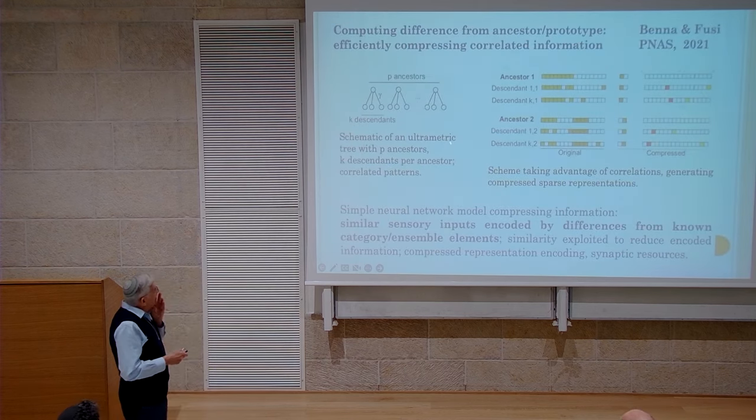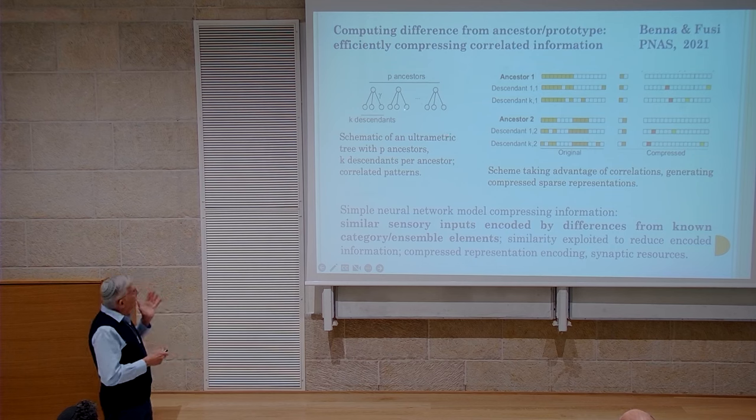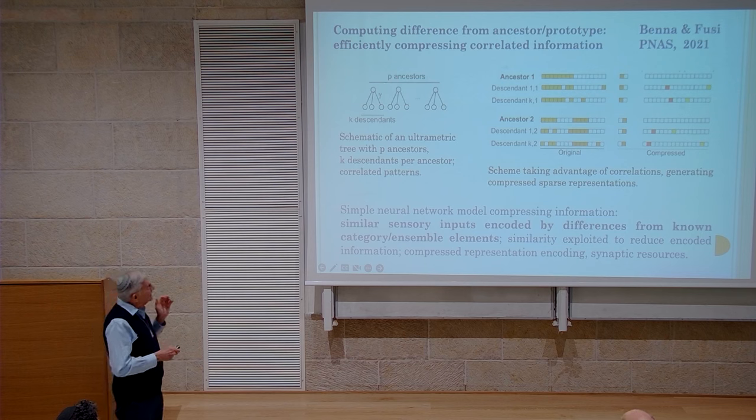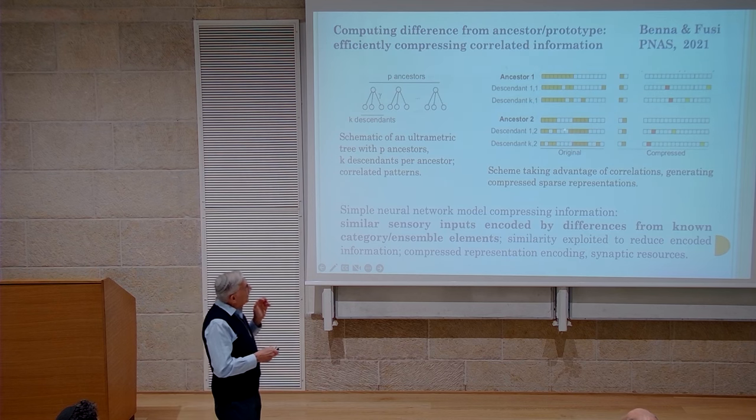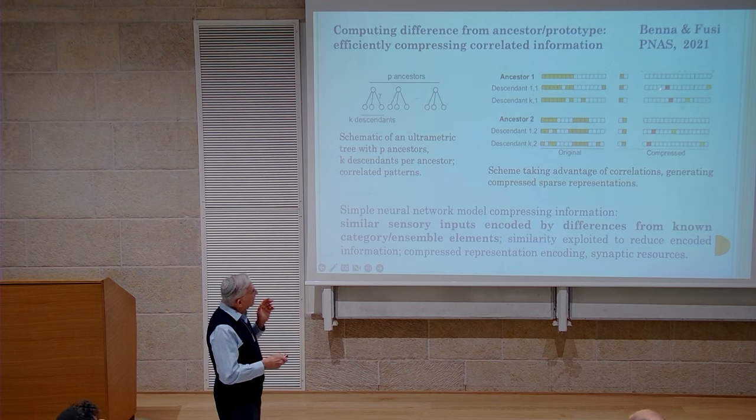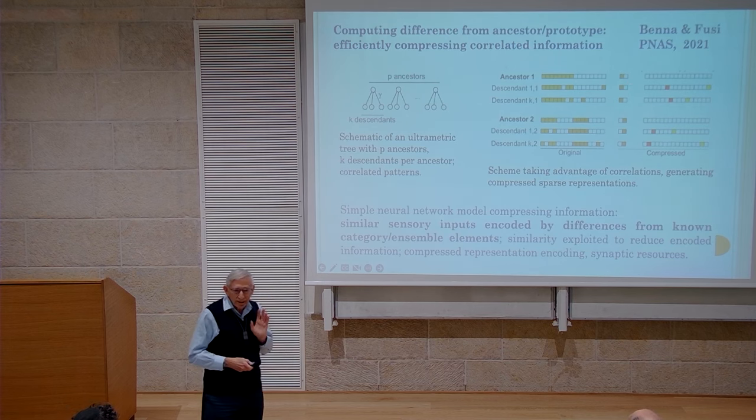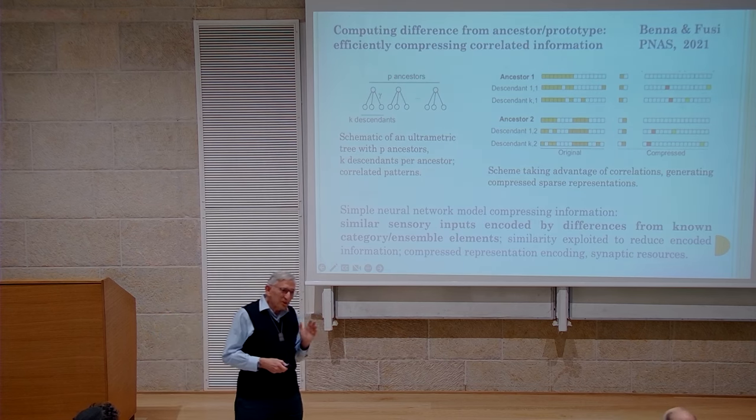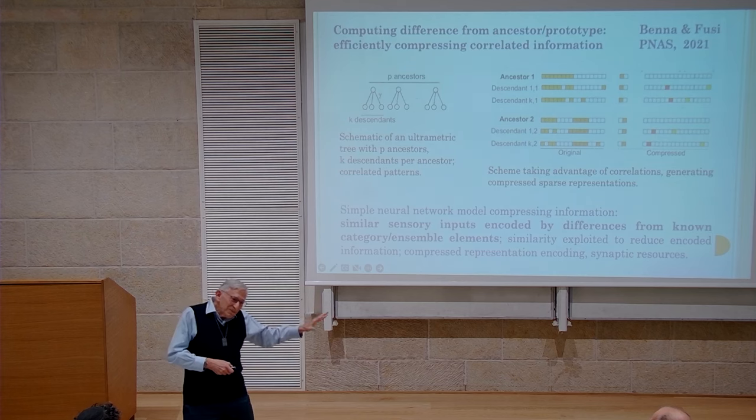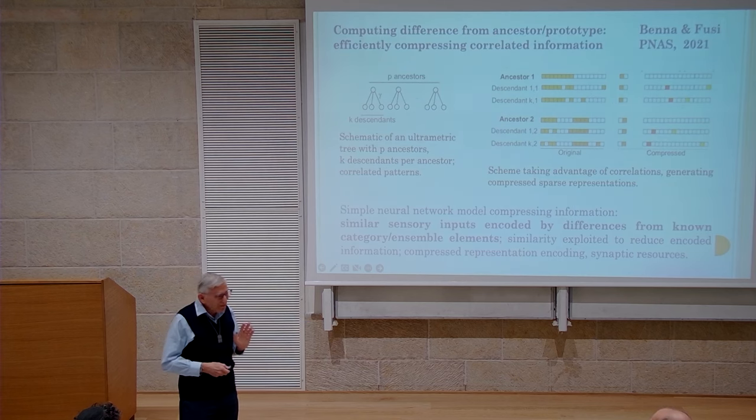Okay. And the theory starts with this ultrametric tree where you have a few ancestors, and each ancestor has a few descendants, and you represent the ancestors in total, but the descendants are represented only by the differences from the ancestor. Okay, so this descendant is different from this point, and this point, that's all you have to represent. The ancestor is the prototype. Or rather, what he was calling ancestor, I will call the prototype.